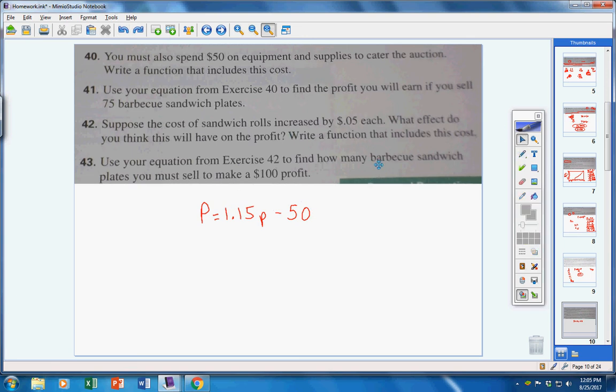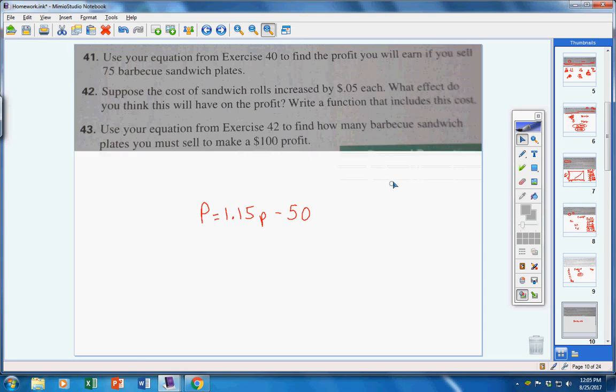Now, use your equation from 40 to find the profit you will earn if you sell 75 plates. Piece of cake, no problem. For P right here, I'm going to put what? 75. So let me grab my handy dandy calculator and I'm going to type into it $1.15 times 75 equals minus $50. I'm going to make $36.25. Not a very good profit, but it's okay.